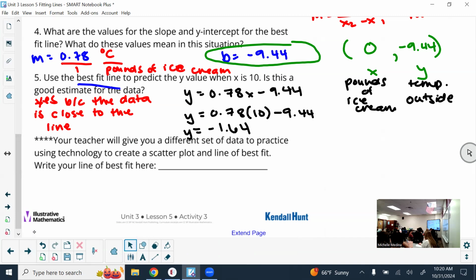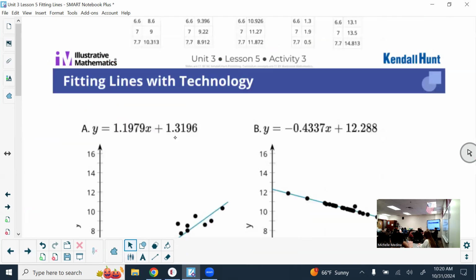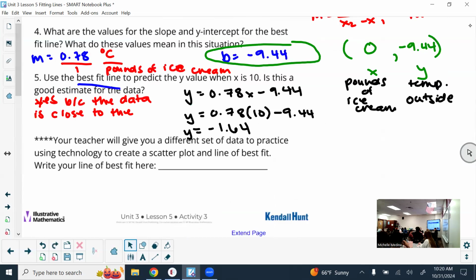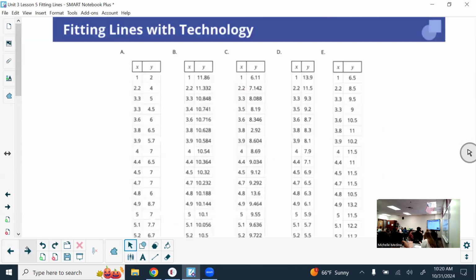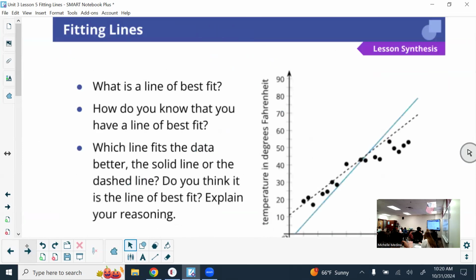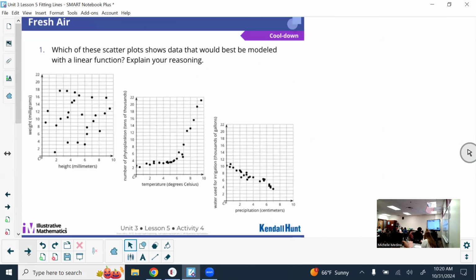All right, on your cool down, the first question is just asking you which one would be best represented by a linear model. Let's look at our cool down first. The first one's asking which one would be better represented with a linear model. So this one, that one, or this one, and why.